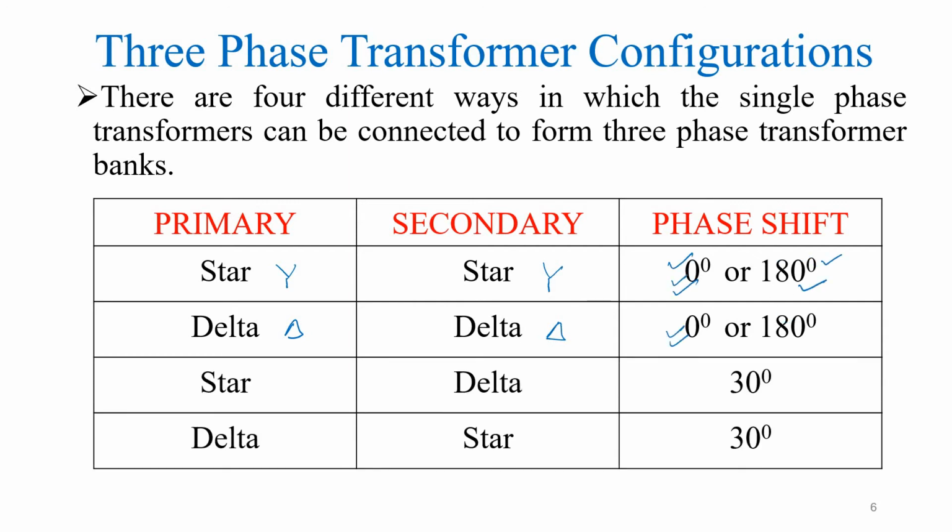Now the two more connections, the star delta and the delta star configurations, the phase shift we are giving is 30 degrees. That means the phase shift between the HV quantities and the LV quantities will be 30 degrees. In the next slide, I will tell you why we have taken the 30 degrees phase shift between the star and delta. Who has proposed this phase shift?